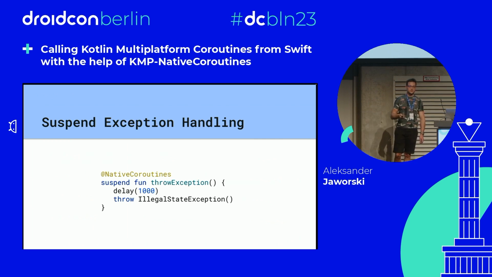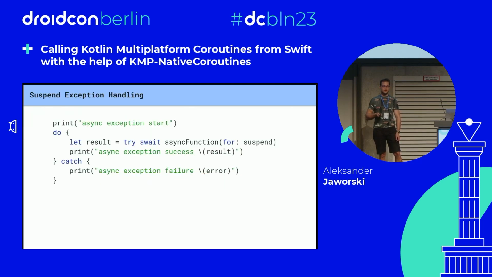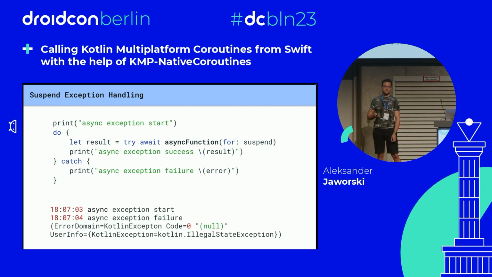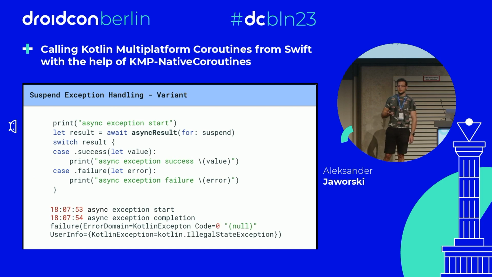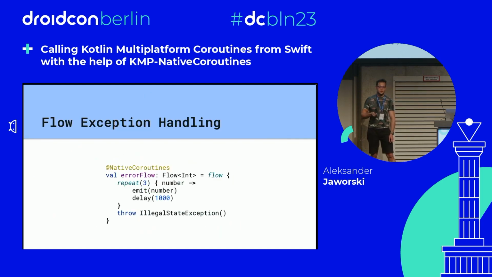So for exception handling, the suspending function will have a delay of 1 second, and then an exception will be thrown. And yeah, we call it like before, but with some additional print statements. And the output is as follows. We have a start. After 1 second, there's a failure, and we see that it's a Kotlin exception, an illegal state exception. We can also use the variant with the enums. The result does not change.